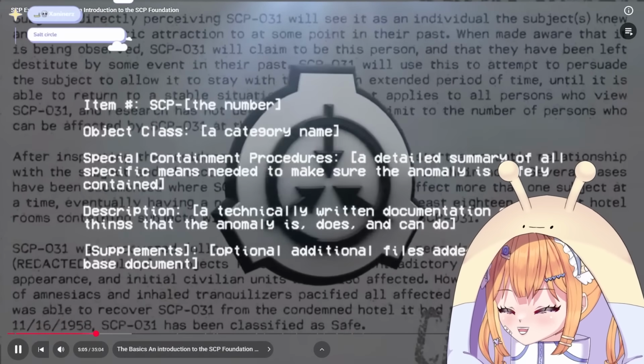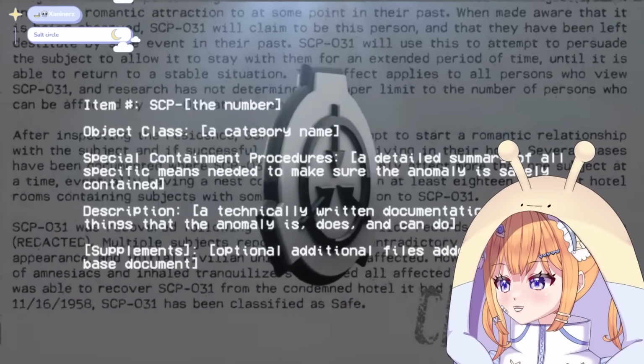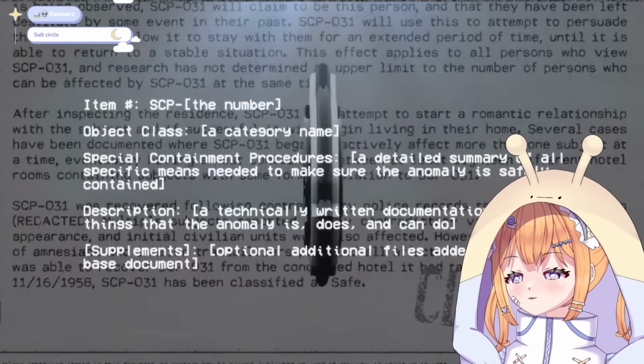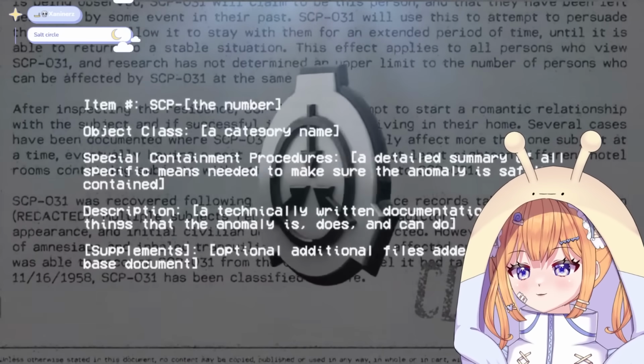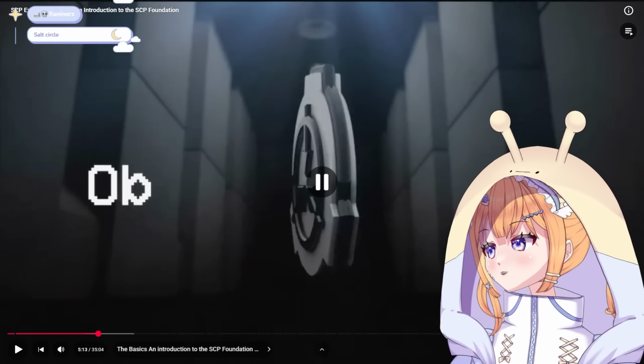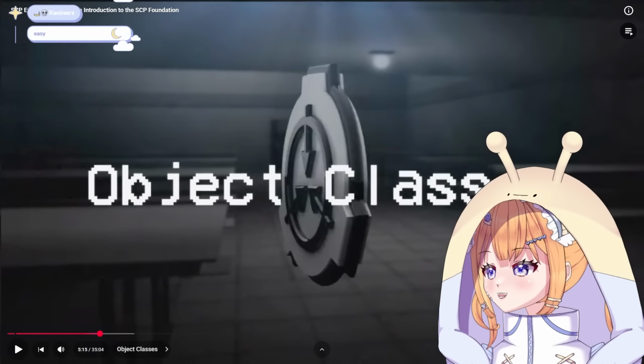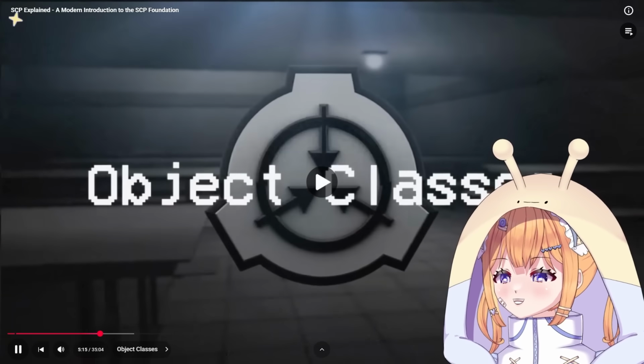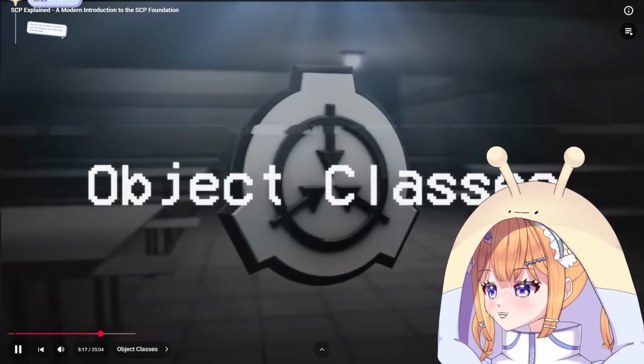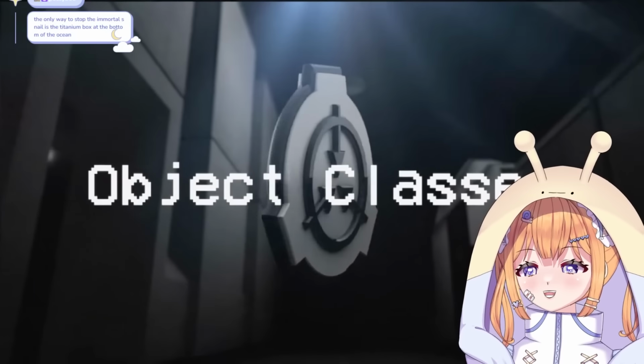And finally, supplements. Optional additional files added onto the base document. Each SCP is given an object class based on the degree of containment difficulty. Here are the primary object classes.